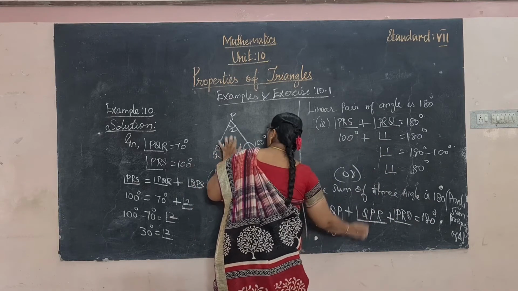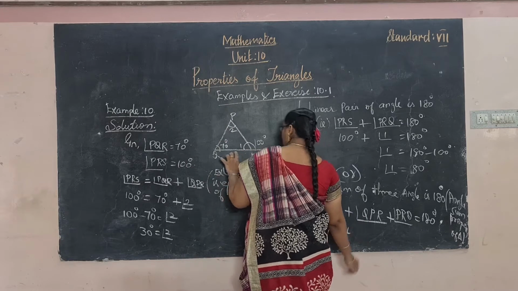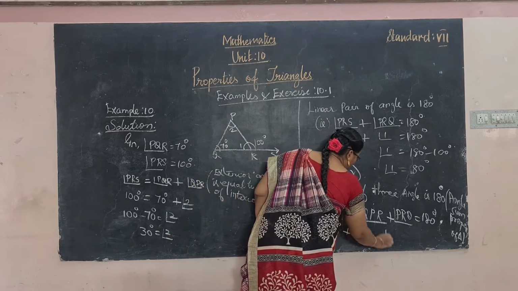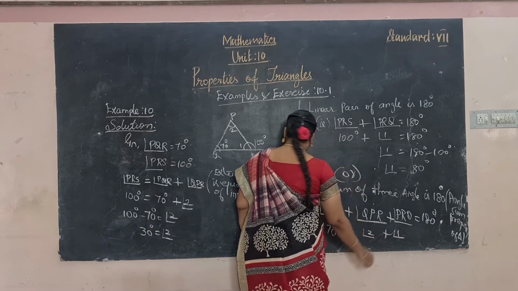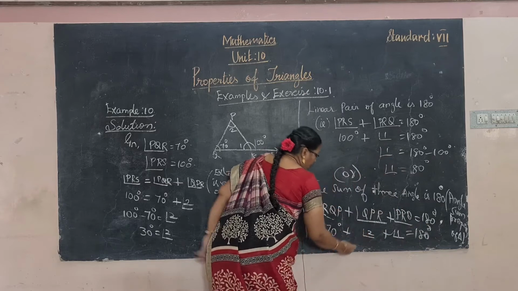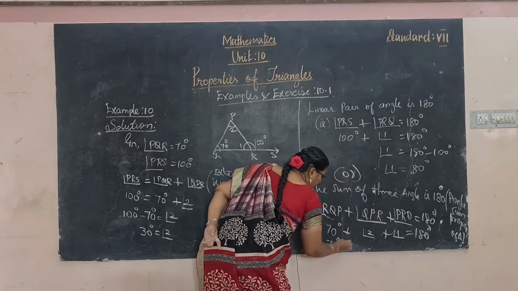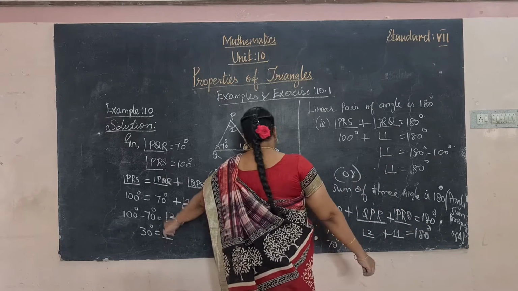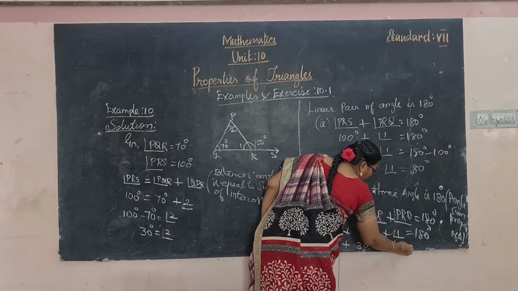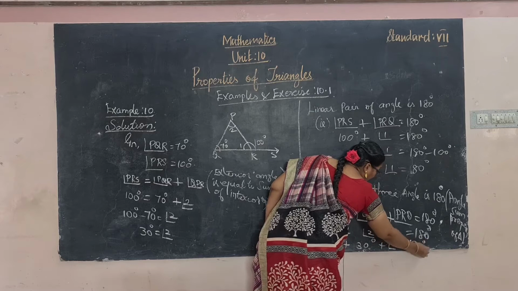Okay, P value is 2. 2 means which value? You have to write first 2. Okay, after you will write equal to 180 degree. You have to find the value of angle 2. So 70 degree plus angle 2 value is 30 degree plus angle 1 equal to 180 degree.